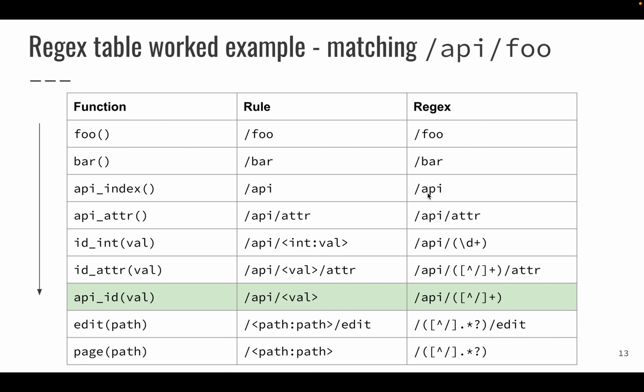Next, we carry on with /API/foo. Foo doesn't match, bar doesn't match, API doesn't match, and we keep going down till we find this match here. And again, this group is going to extract foo, and that's going to be the val passed to this function.